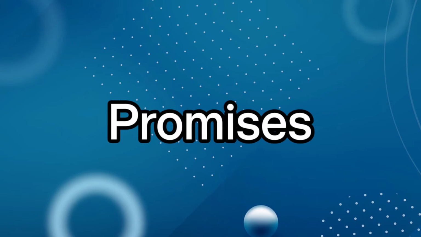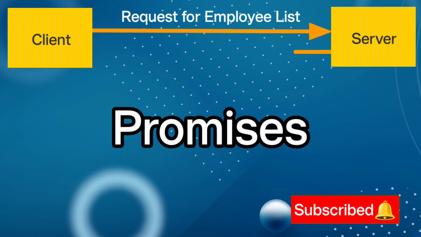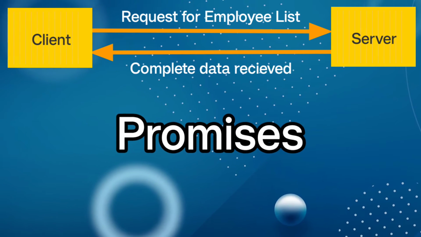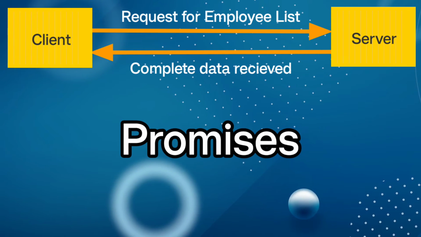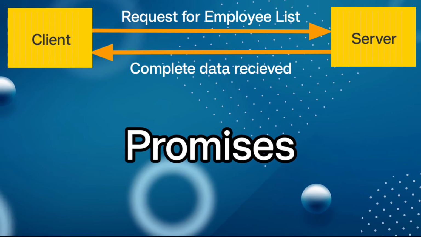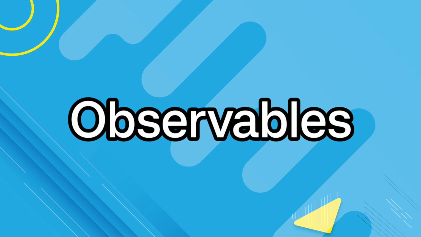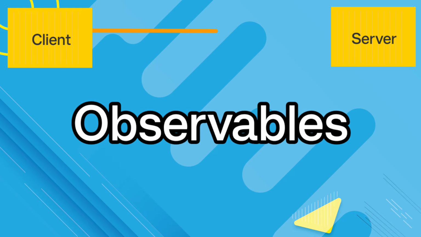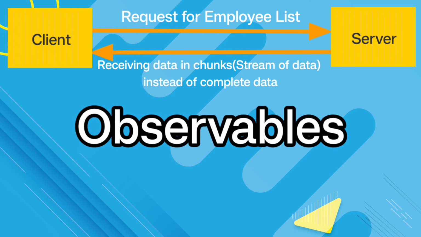Suppose our application is requesting a list of employee data from the API. The API server will now query the data from a database or from some other data sources. Once the API server has received the complete data, it is going to respond to the client with the complete data. But in the case of observables, we are not going to wait for the complete data to be loaded. Instead, we are going to get the data in chunks.